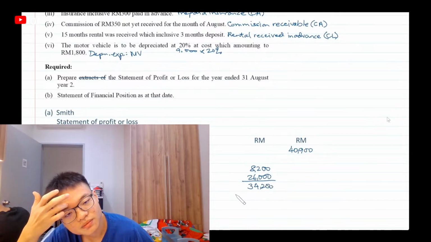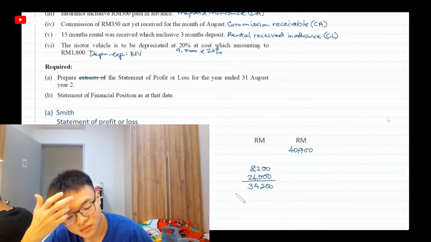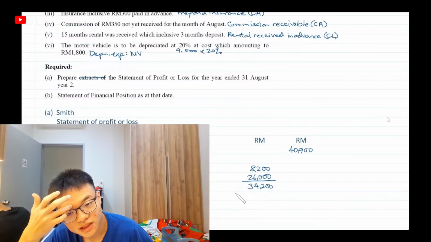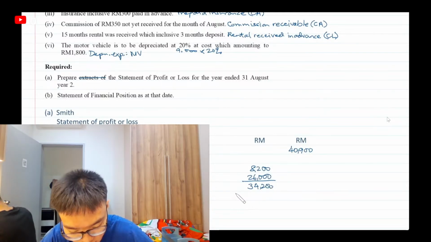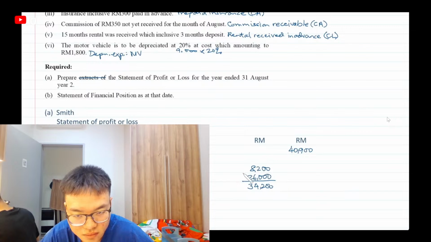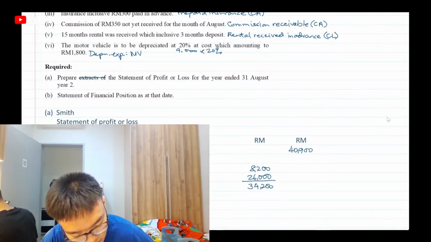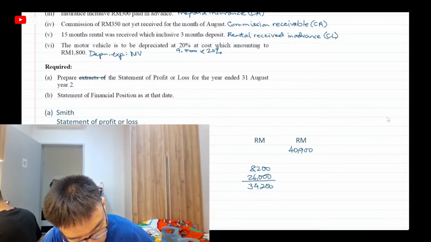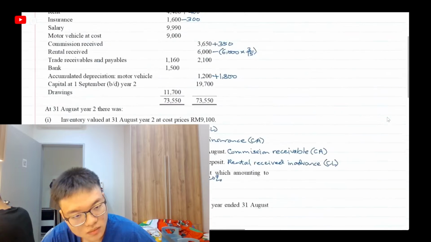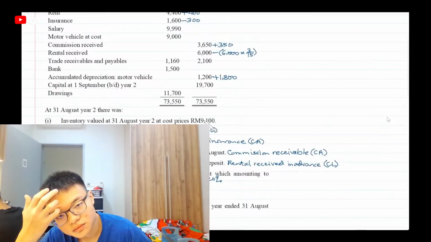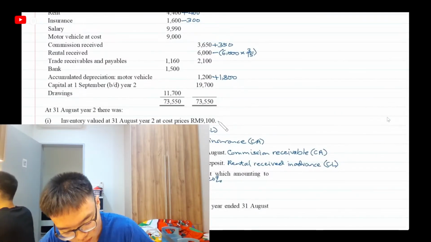This gives us cost of goods available for sale. This is called cost of goods available for sale. Then deduct the closing inventory. To the cost of goods available for sale, you then deduct your closing inventory. Now, closing inventories means inventories as at 31 August year 2. This is given in note number 1 here, 9,100 ringgit. Okay, this is your closing inventories balance.